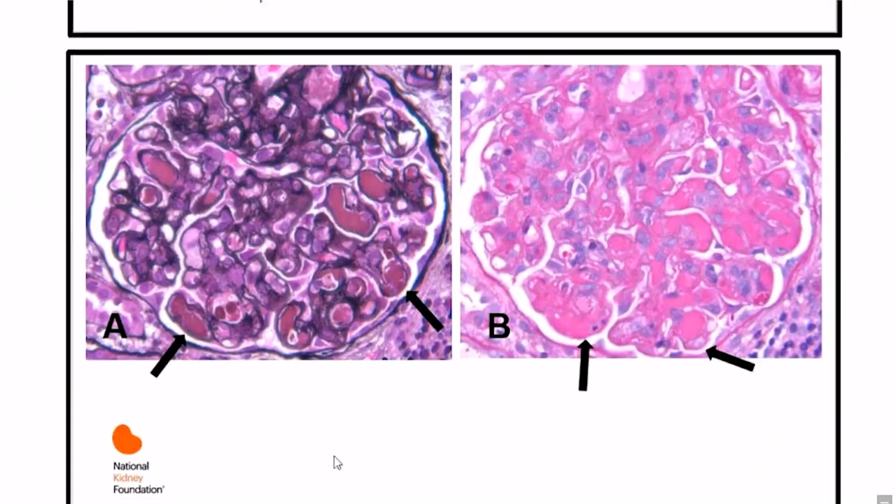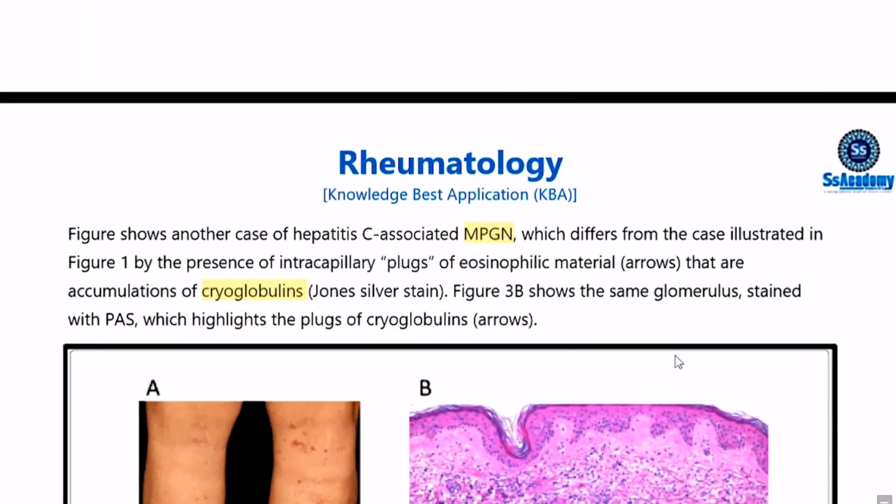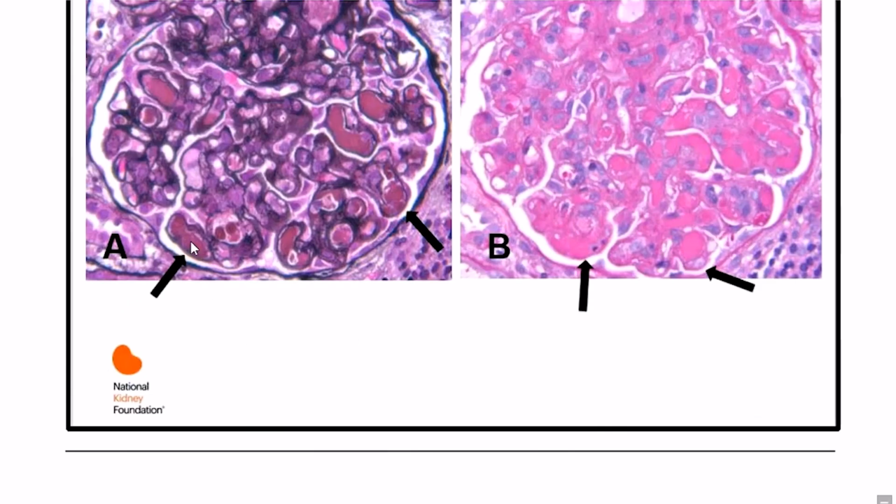And figure 3b shows the same glomerulus stained with PAS, which highlights the plaques of cryoglobulins. Yes. So these are cryoglobulins and these are cryoglobulins.